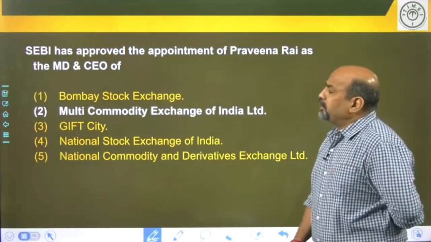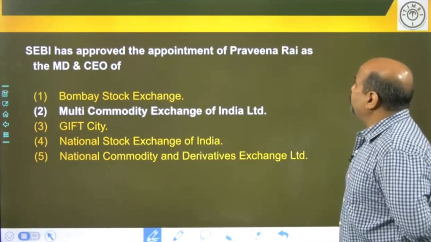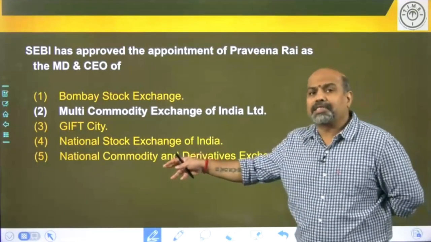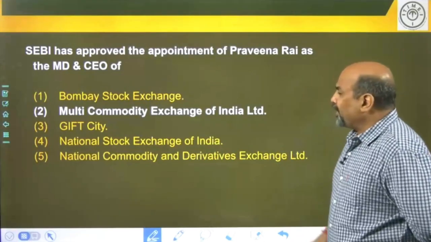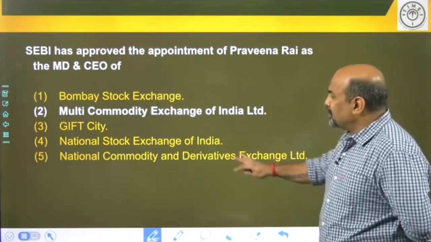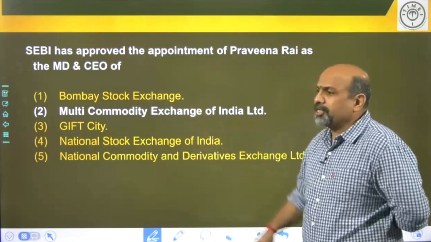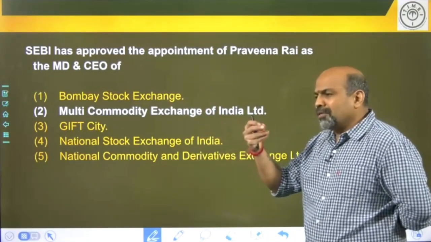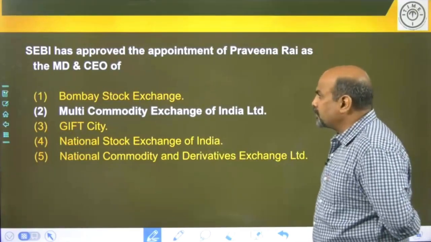The Sebi, Securities and Exchange Board of India, has approved the appointment of Praveena Rai as the Managing Director and CEO of the Multi-Commodity Exchange of India. Okay, let's look at the choices. Not much to discuss. This is India's premier commodity exchange. Commodities like oil, cotton, all kinds of commodities, metals and all that stuff.